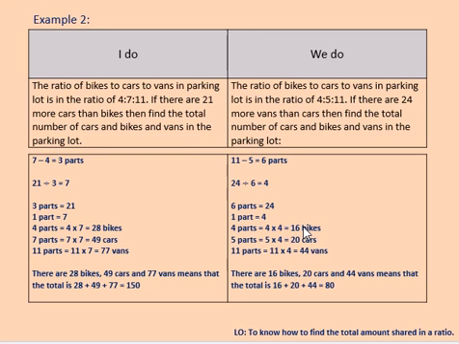So we get 16 bikes, 20 cars, and 44 vans. Adding those together, there's 80 vehicles in total. Really well done if you got that right. Please be marking these in green pen, and if you're making any mistakes or if you're struggling, just make sure you've got it copied down, please.